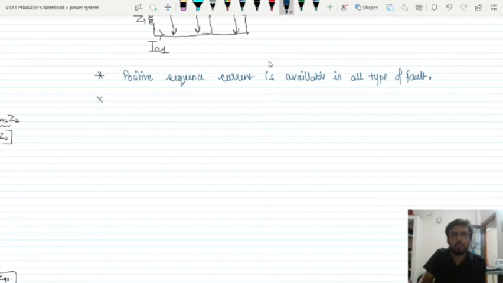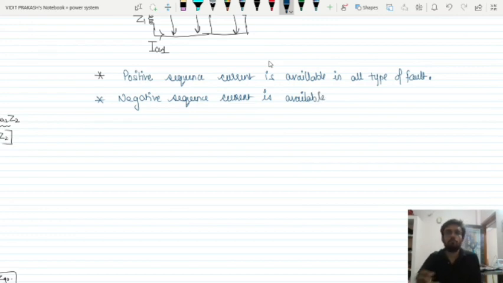Okay, next, negative sequence current. Negative sequence current is available, is present, in all types of unsymmetrical fault.